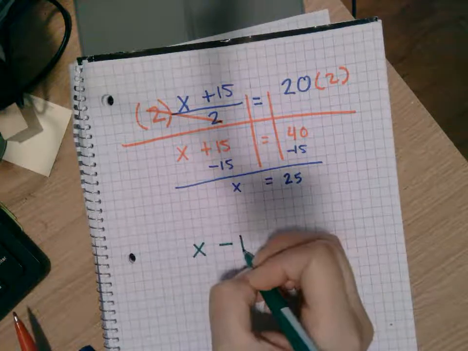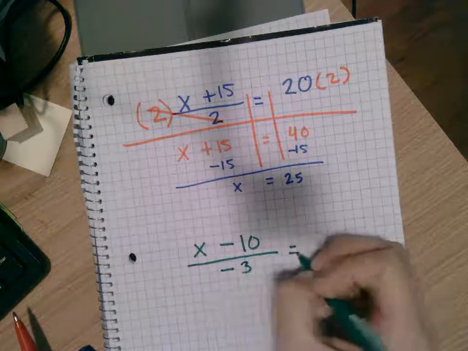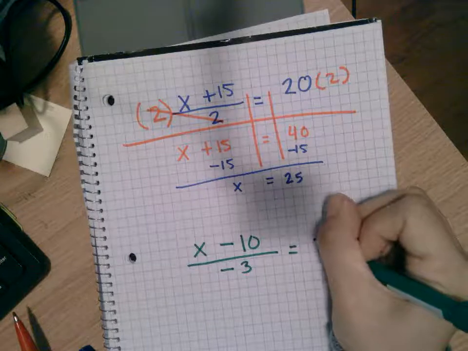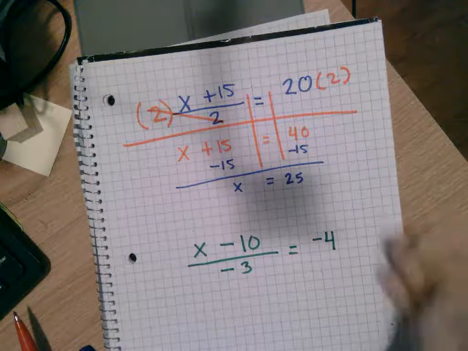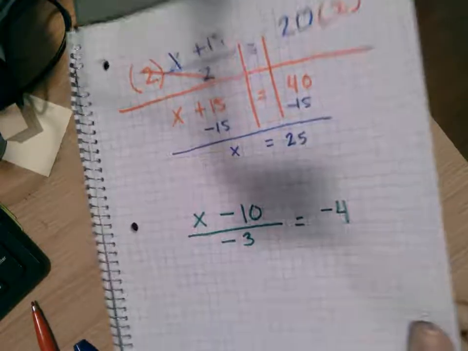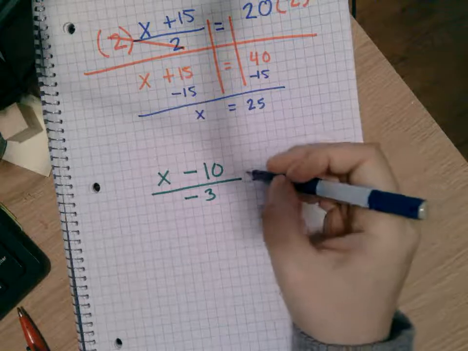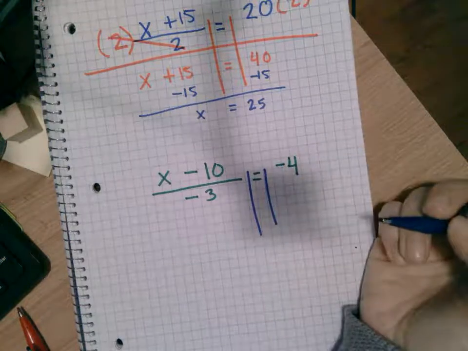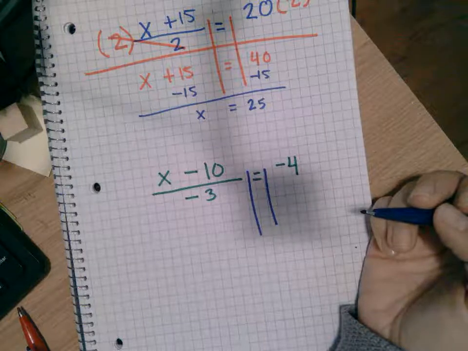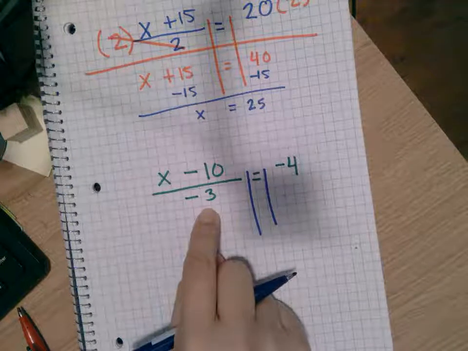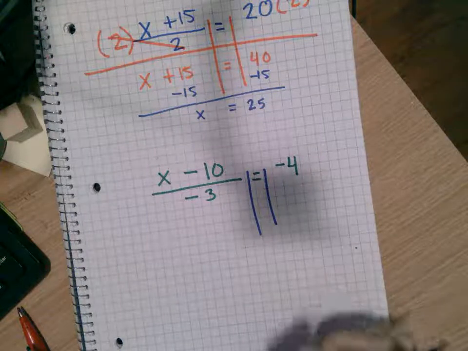x minus 10 divided by negative 3 is equal to, let's say, negative 4. Let's try this one. Looks hard. There's a lot of stuff going on, but it's really easy. First off, draw your bars. The importance of showing your work. Which number am I going to move first? Negative 3. How do I move it? Times negative 3.